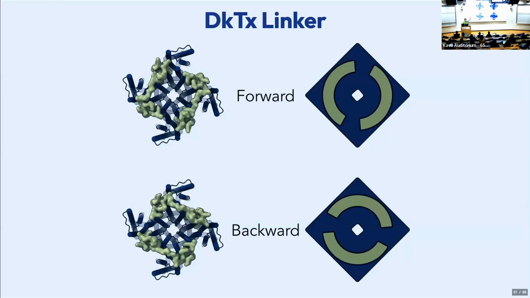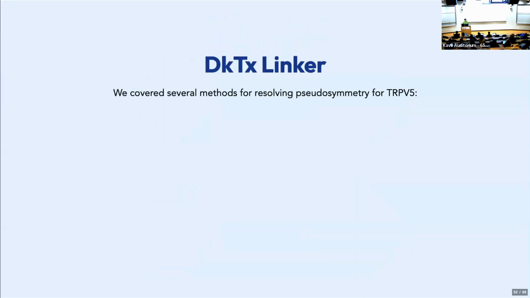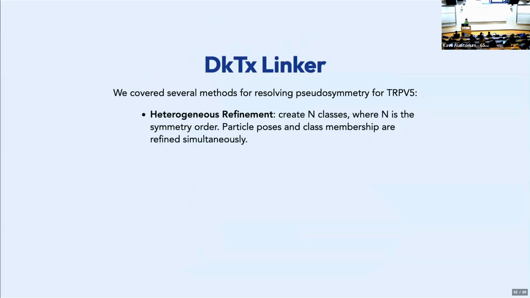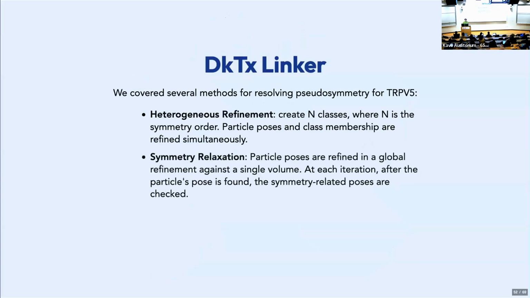So let's work through the same process here, but now we're going to try and separate out these two different orientations of particle. Similar to how we had one calmodulin blurred across four positions, here we have two double knot toxins that are blurred out in either the forward or backward orientation. So we covered several methods that we tried to use to resolve the pseudosymmetry in TRPV5 with calmodulin. One was heterogeneous refinement, where we gave it n different maps and tried to get it to split up that way. One was the symmetry relaxation, which ended up working really nicely, where we align the particle once and then check those related poses.